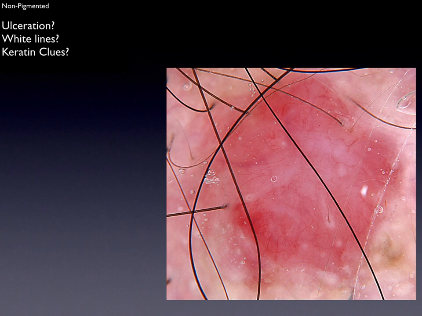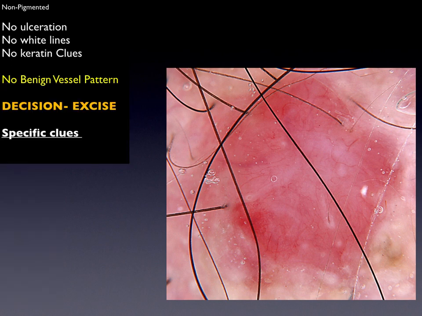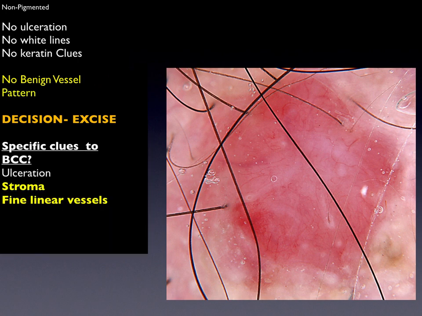So now we have to use vessel pattern analysis. And there is no benign vessel pattern. There's not a clods-only pattern, there's not a centered pattern, there's not a sebaceous pattern, there's not a reticular pattern. So we make the decision to excise this lesion, and we look for clues to a specific diagnosis. And we see that there is BCC type stroma, and there are fine linear vessels. So we make this provisional diagnosis of basal cell carcinoma.